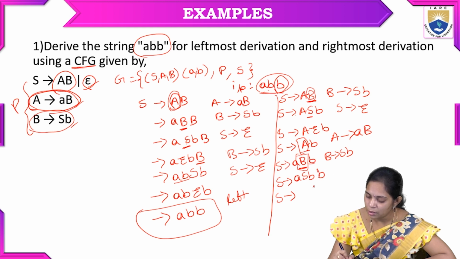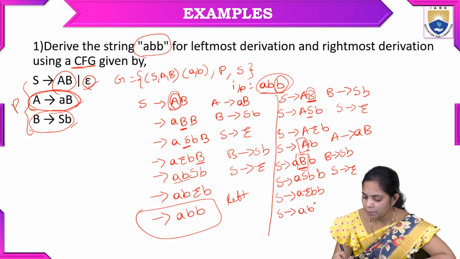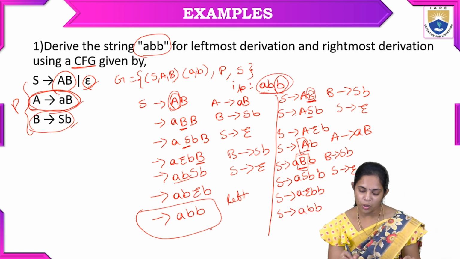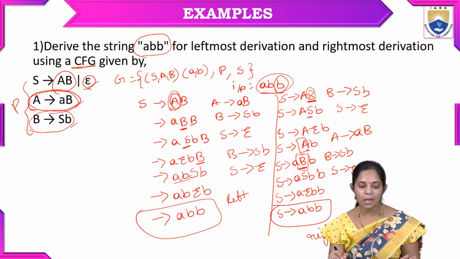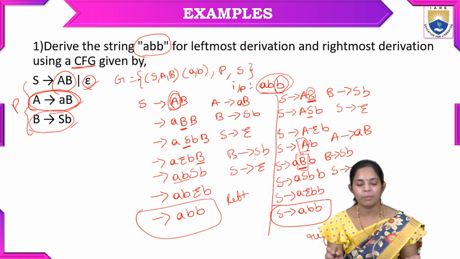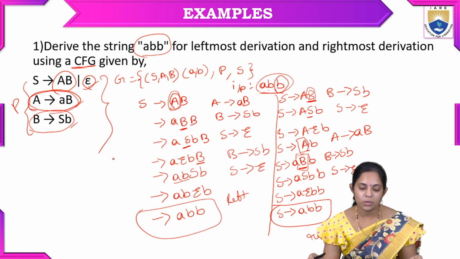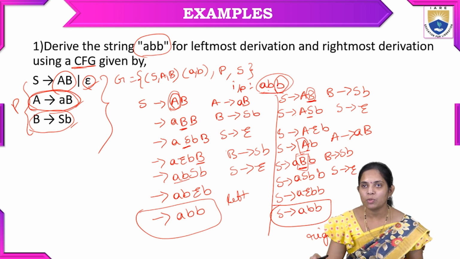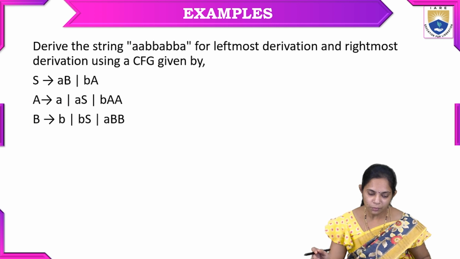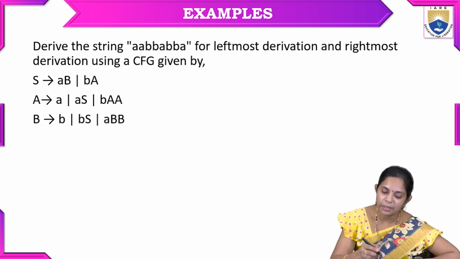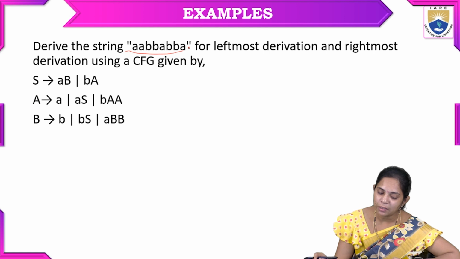And here S tends to epsilon we have to substitute. So epsilon B, B. So finally we will get the string A, B, B for this production rule. So this is the rightmost derivation. So this is how we are deriving the input string from the given production rules. So this is about the leftmost derivation and rightmost derivation for the given grammar. And next example. So derive the string. Here the length of the string is, we have taken 8 bit.